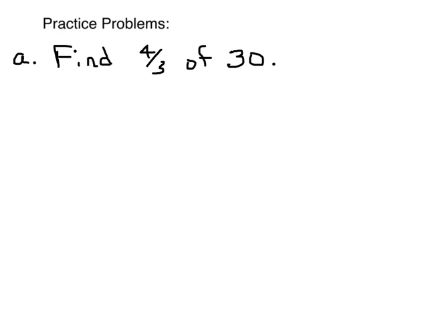Okay, A says find 4/3 of 30. So we're going to change this and make it say 4/3 times 30. And because we're multiplying fractions and whole numbers, we're going to make this whole number a fraction. And then we're going to say, can I cross cancel? Because you always need to say that. It helps you out when trying to reduce.